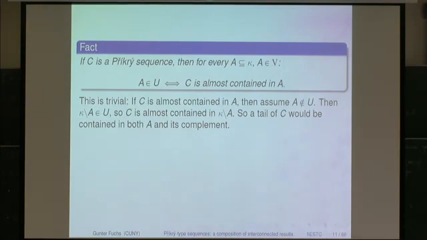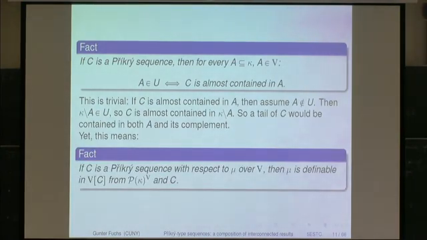So if C is almost contained in A and A was not in U, then the complement would be in U. But then that would mean that a tail of the sequence would have to be contained in the complement of A, and so that can't be. So this means that if you have a Prikry sequence, then the measure for which it is Prikry generic can be defined in the Prikry extension from the power set of kappa in the sense of V and the Prikry sequence.